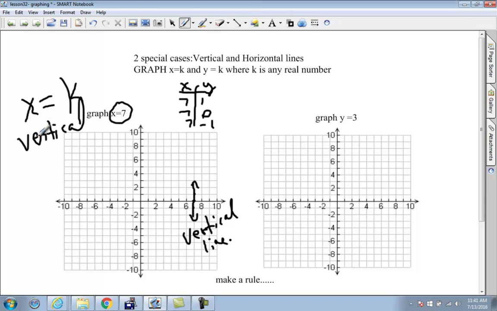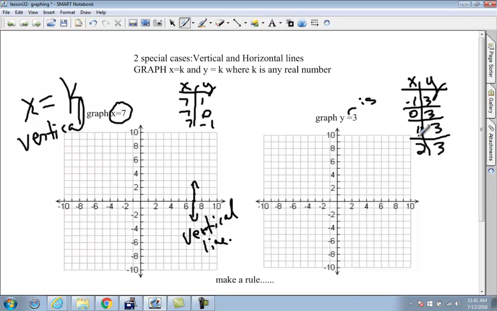And I bet you any money this is horizontal, right? Let's go ahead and make the table. y equals 3. That means that y is 3. Think about what equals means in math. y is 3, despite what x is. So x can fluctuate. x can be anything. But y is always going to be 3.